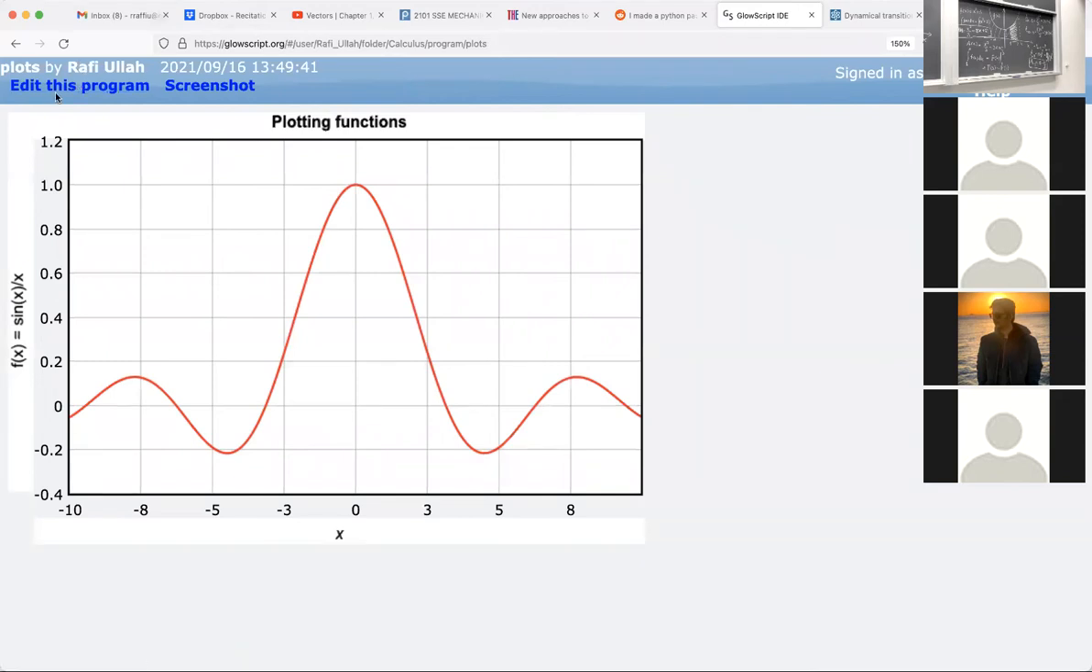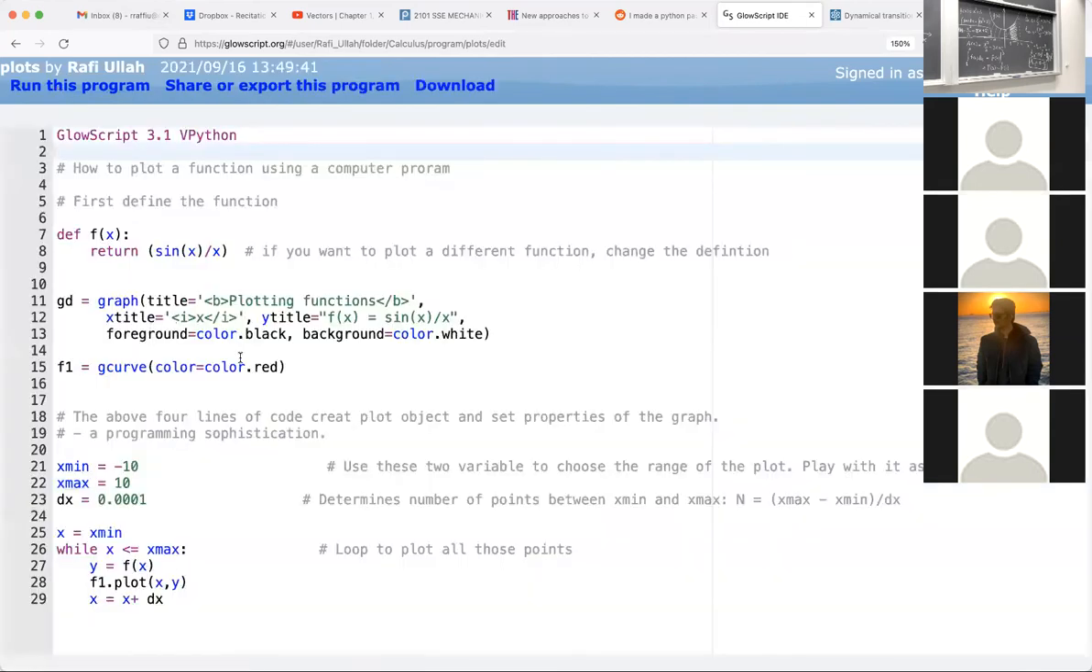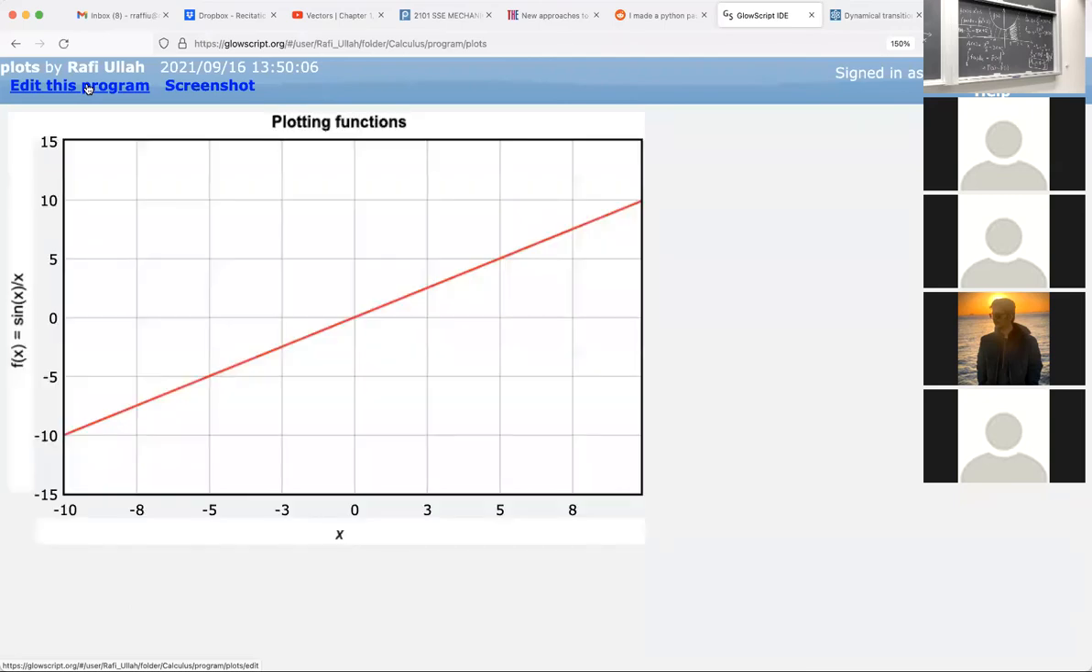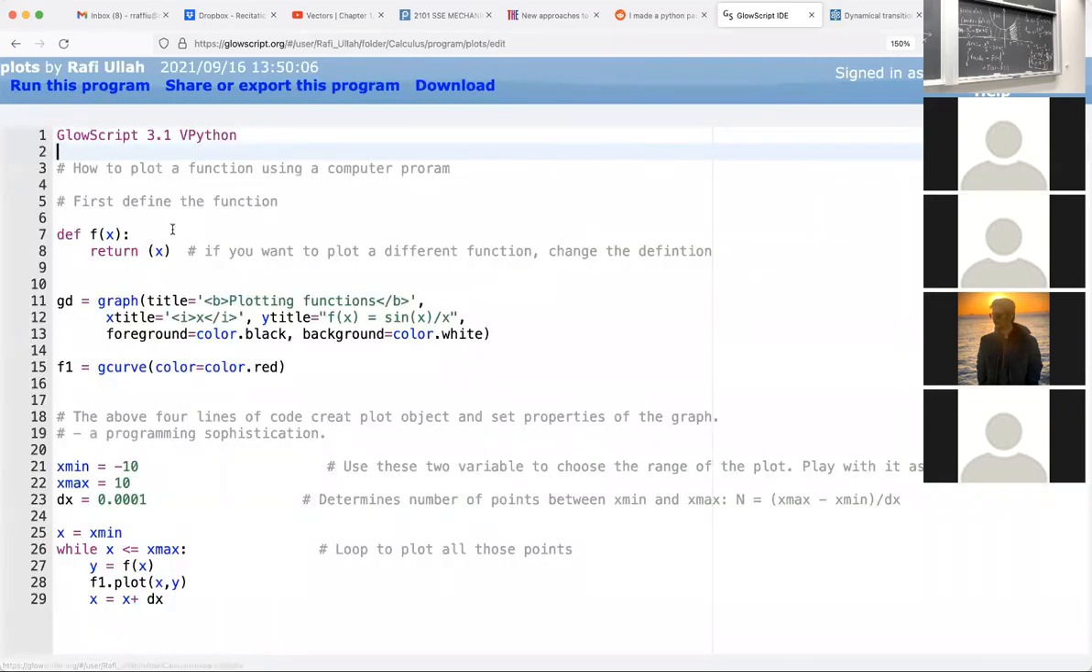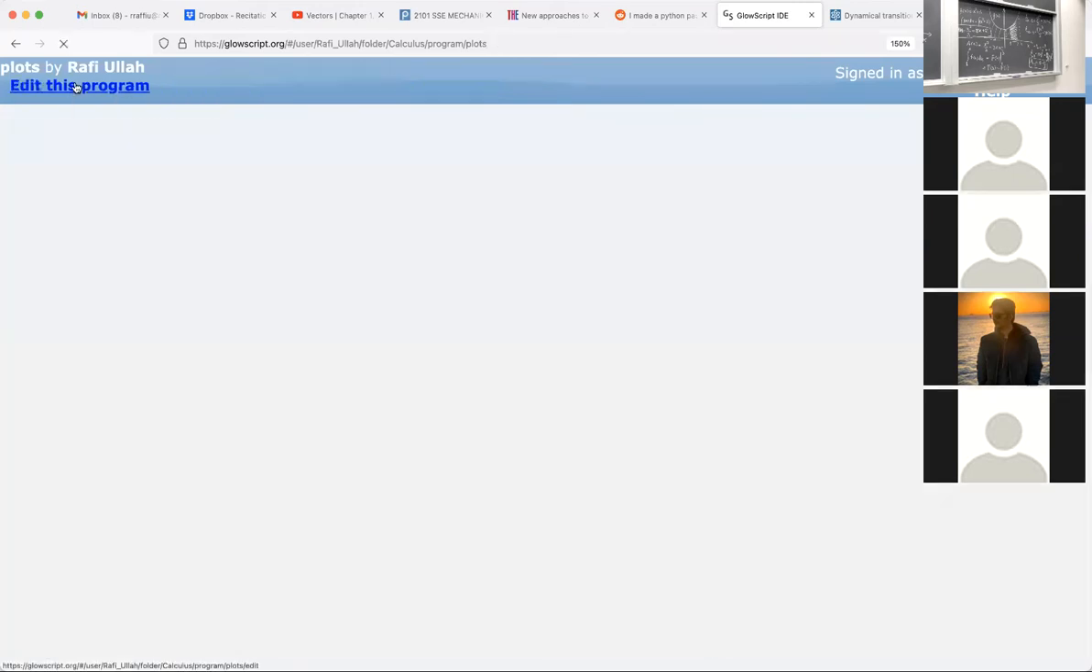All right. And let's change this function altogether. Instead of plotting sine of x over x, let's make the simplest plot that we can. Just a straight line going through the origin. Okay. And that's what you see, that this is a straight line and it goes through the origin. Let's change the function to something else. x squared plus 3, right? And then run it again.